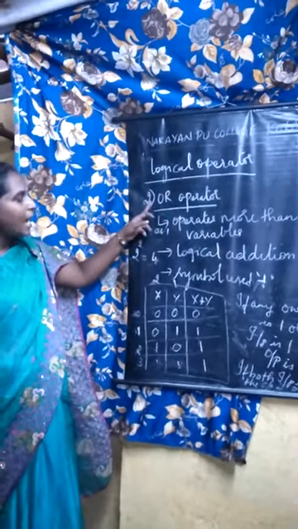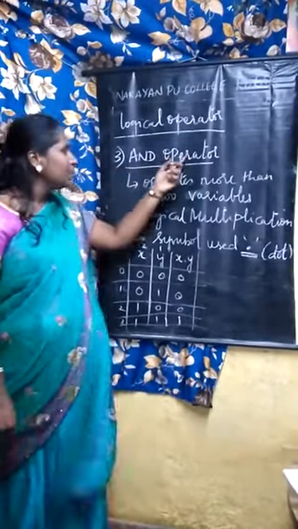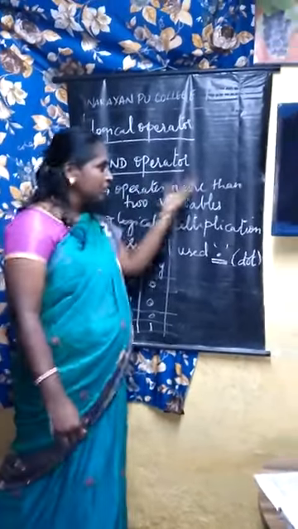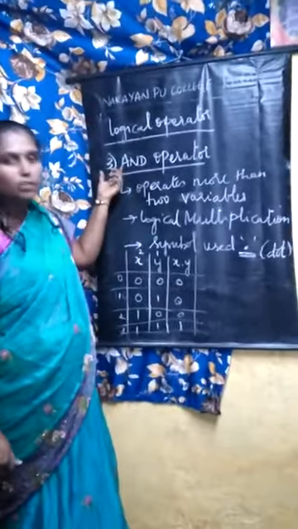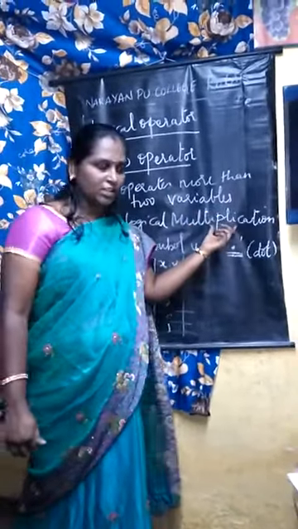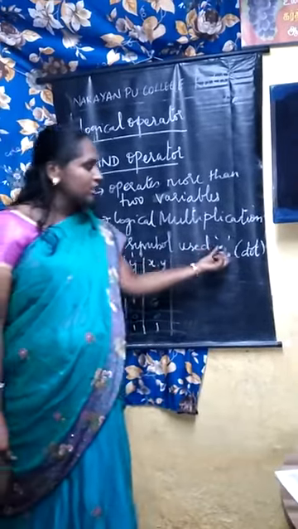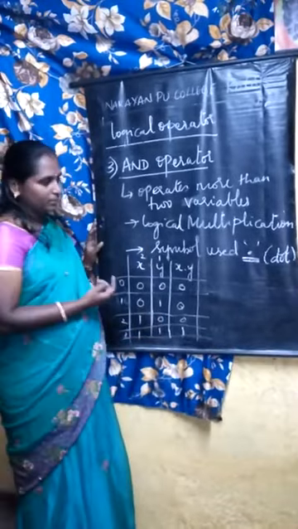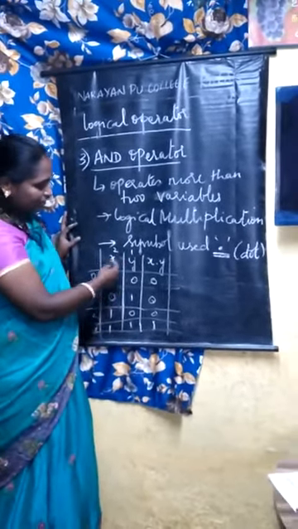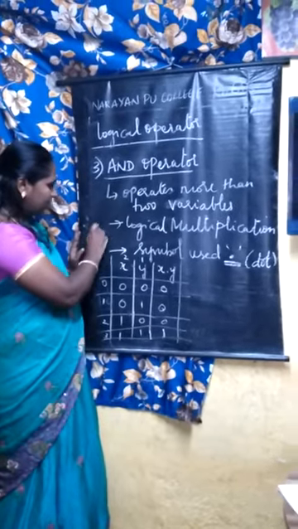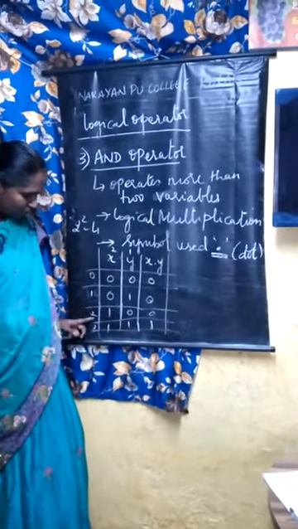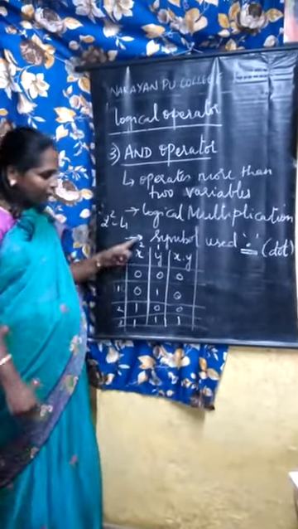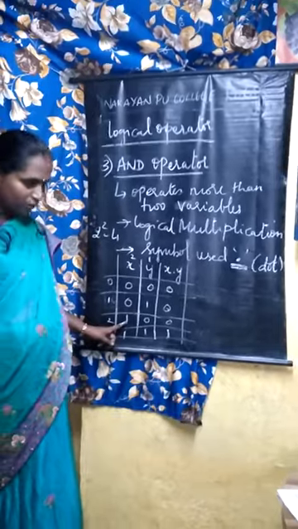Next we'll see what the AND operator is. In this operator, similar to your OR operator, it can operate on more than two variables. And this AND operator is also called logical multiplication. The symbol used here is dot. Consider two expressions or two variables, x and y. So 2 squared again becomes 4. 4 possible ways of inputting, that is 1, 2, 3, 4. 4 times. I have already explained how to represent the possible ways of inputting.